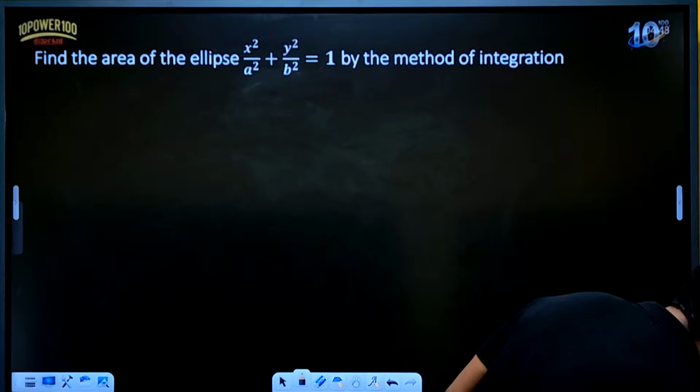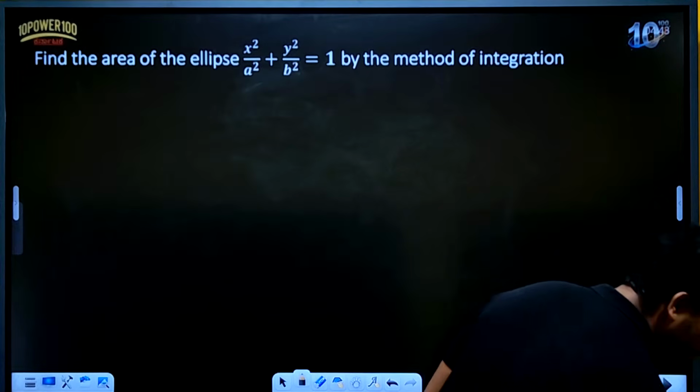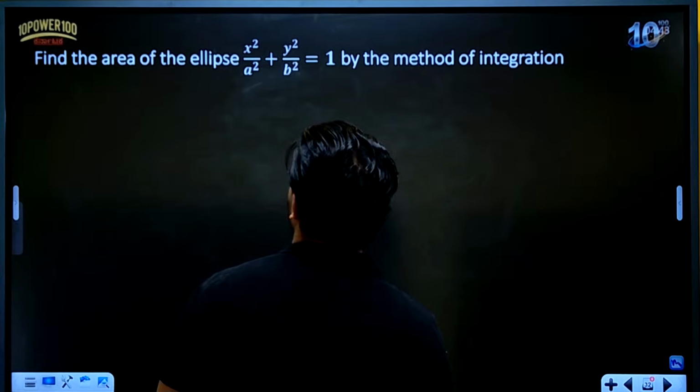Okay, hi Prithvi, good morning. Good morning. Okay, so now let's draw the ellipse.